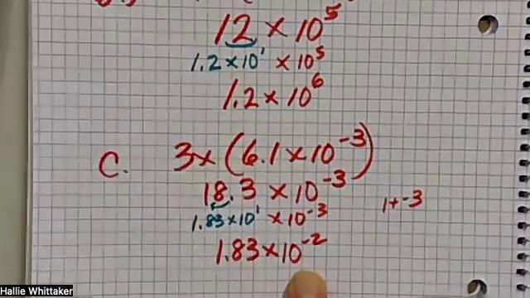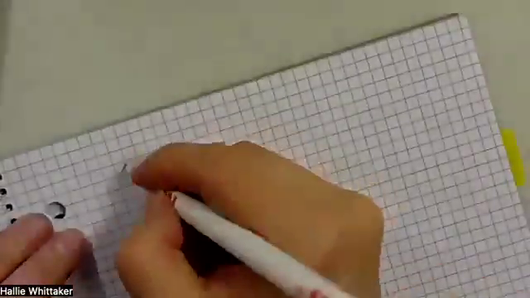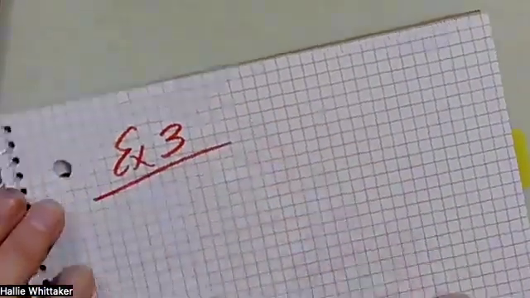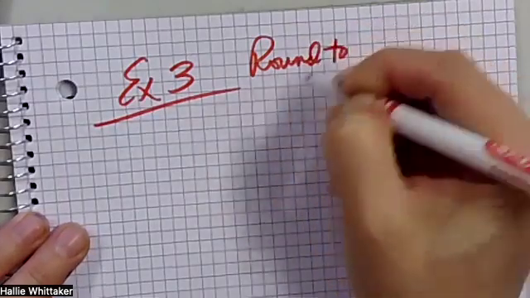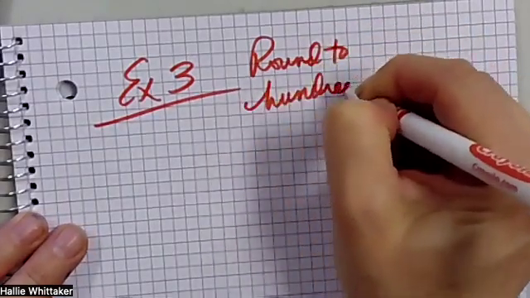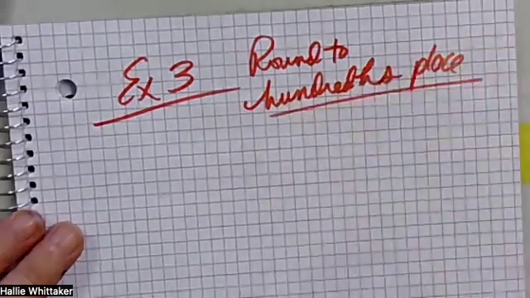We are almost done. I think I'm going to go ahead. Example 3. You have 2 more, and I'm going to give you your homework, and you can run from here. Round to the hundredths place. Because I really think y'all are getting it. I'm so proud of y'all.